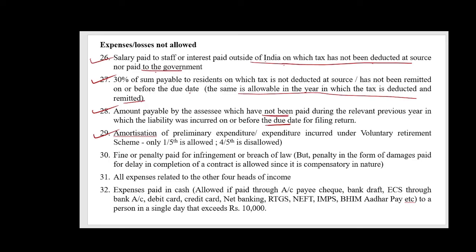Amortization of preliminary expenditure or expenditure incurred under voluntary retirement scheme, only one fifth is allowed because as you all have seen, it is allowed as deduction in 5 equal annual installments. So one fifth is allowed, 4/5 will not be allowed.